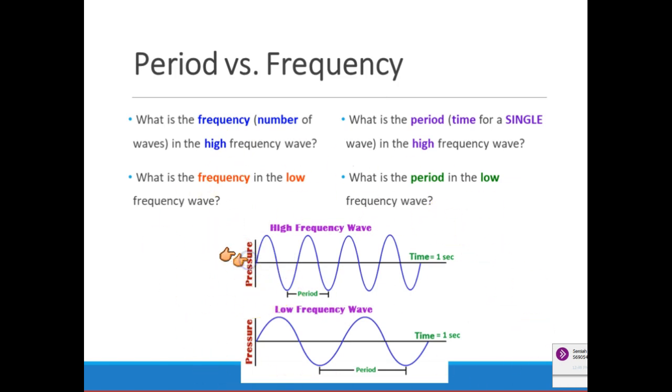So first, let's figure out the frequency for the high frequency one, the number of waves in 1 second. So take a look at this, guys, right? So we can see 1 wave, 2 waves, 3 waves, and 4. So here, this would be 4 cycles in 1 second. Smiley faces if that makes sense. The frequency here is 4 cycles in 1 second. Okay, because we had up, down, up, down, up, down, up, down 4 times.